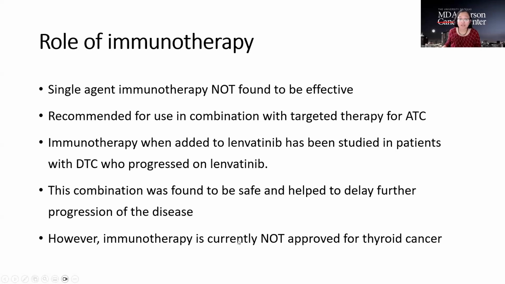However, keep in mind, immunotherapy is currently not approved for use in thyroid cancer. So why is this important? Because if we try to order this commercially, insurances may not approve it. So your doctor has to talk to the insurance company or do some kind of prior authorization. And if denied, you'll have to go through a patient assistance program of sorts to get it for the patient.